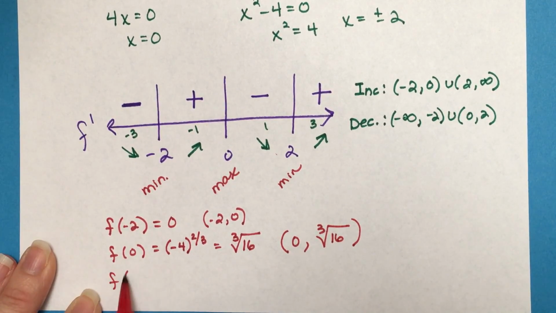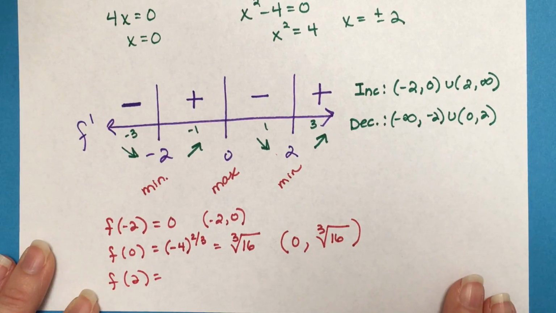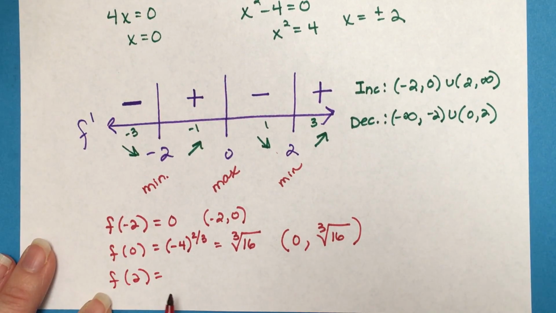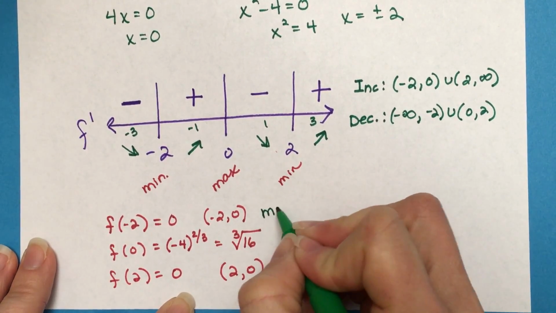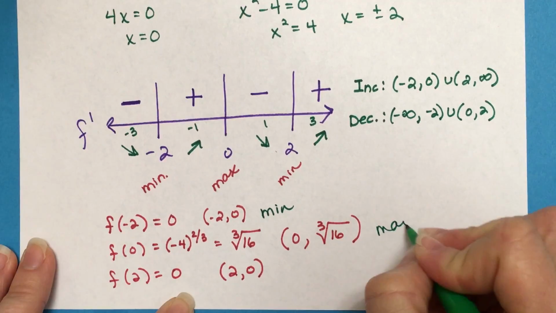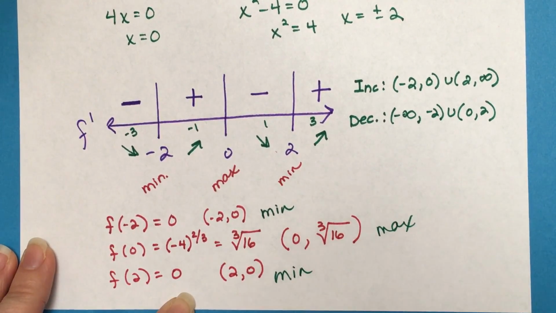And then I have the +2, which I also have a min there. So if I were to substitute +2 back into the original function, again I'll get 0 there, so that would be the point 2, 0. So this was a min, this was a max, and this is a min.